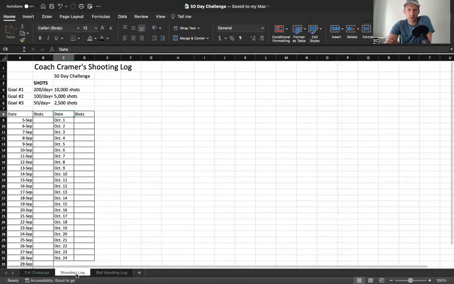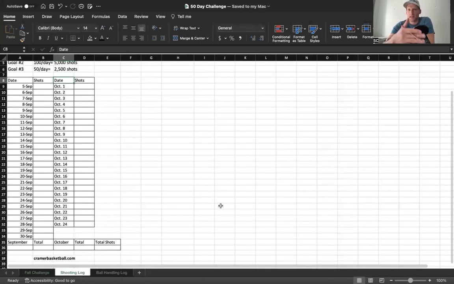And then I simply gave them a shooting log and a ball handling log that's printed out. I'm showing it to you here on an Excel document, but it simply has the date. And next to it, you would write in each box how many shots you took. You add it up at the end of September, the remaining days in October, which would lead us to October 24th, would be our last day.